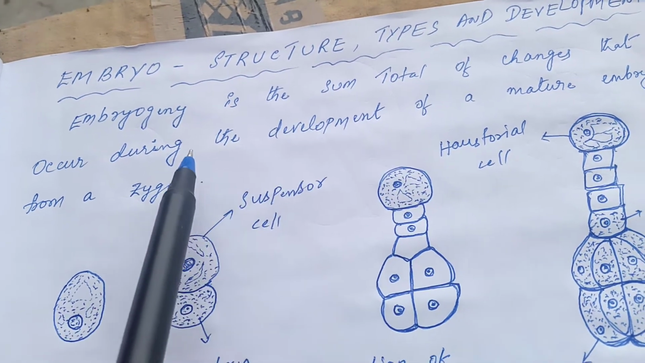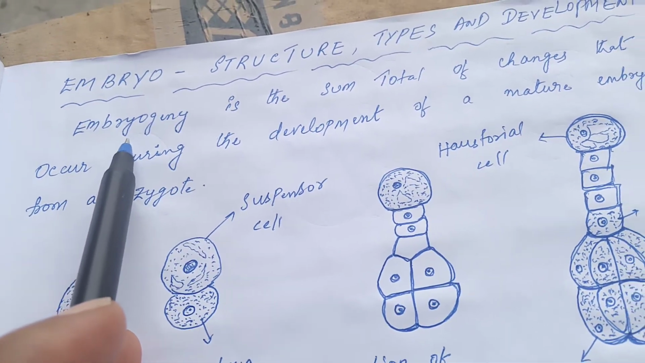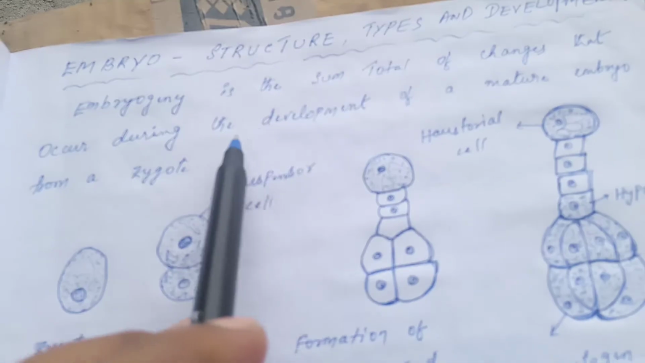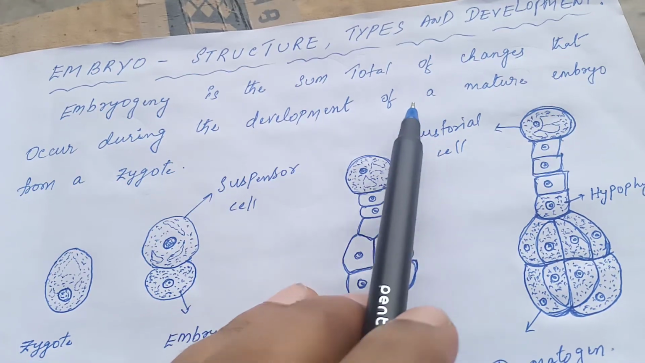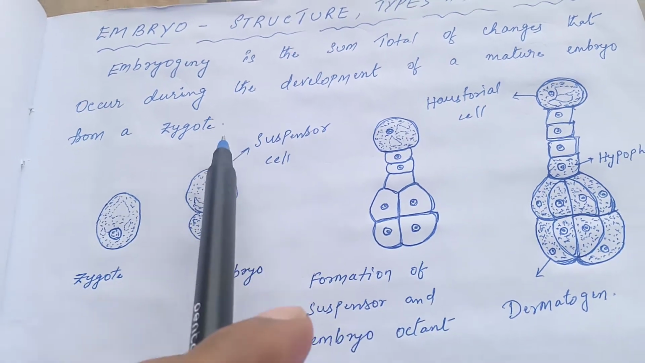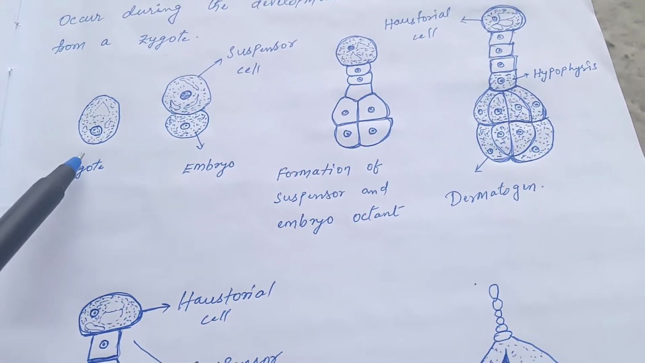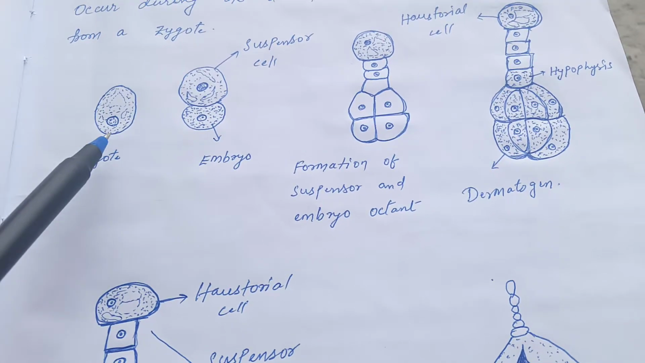So first, embryogeny. Embryogeny is the sum total of changes that occur during the development of a matured embryo from a zygote, and these are the various diagrams for development of a matured embryo from a zygote.